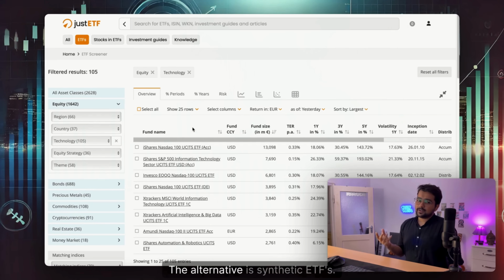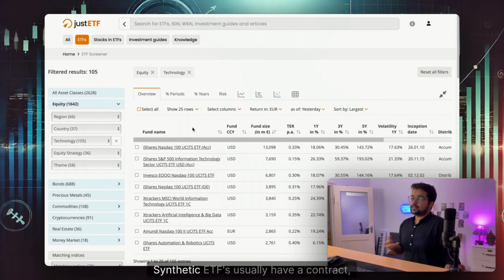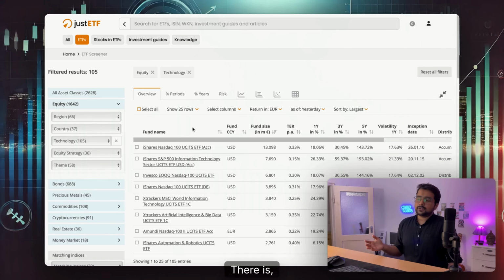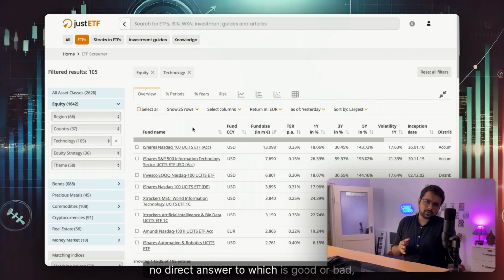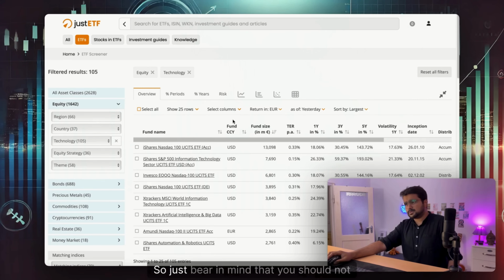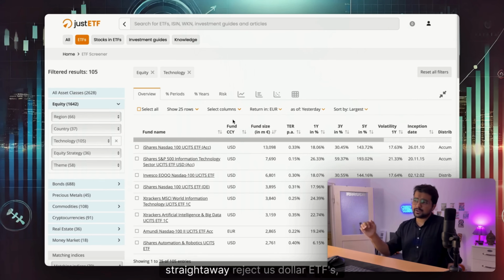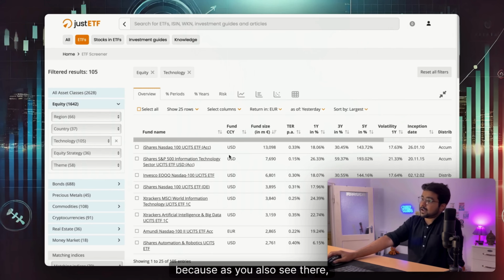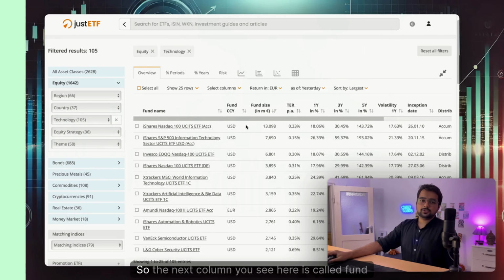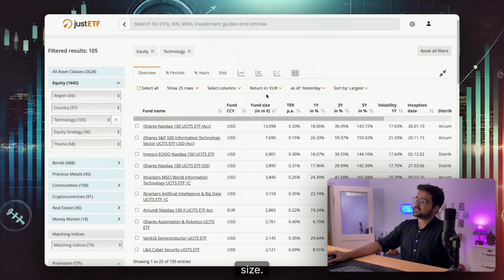The alternative is synthetic ETFs. Synthetic ETFs usually have a swap-based contract with an institution who promises to track the index. There is no direct answer to which is good or bad, but these are the different options that you have. So just bear in mind that you should not straight away reject US dollar ETFs, because as you also see, there are a lot more options when it comes to US dollar based ETFs. So the next column you see here is called fund size.